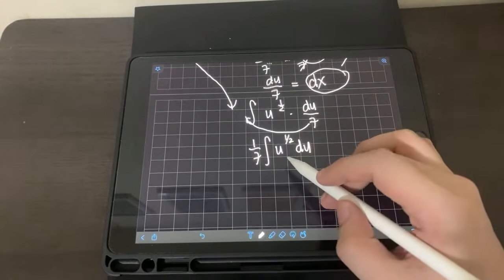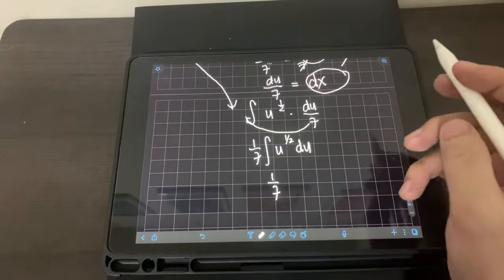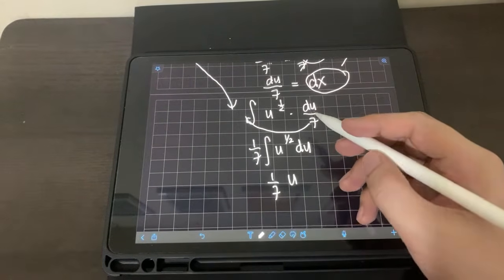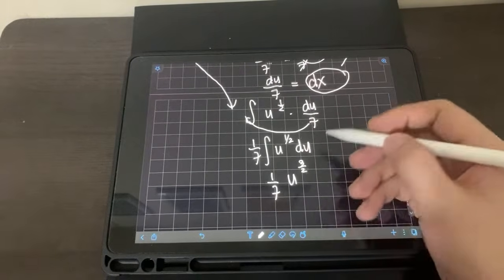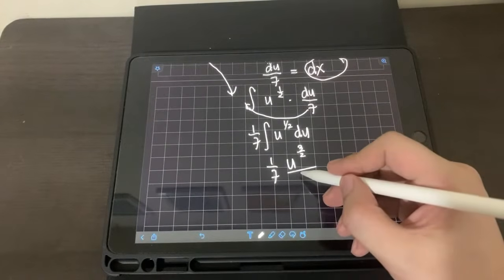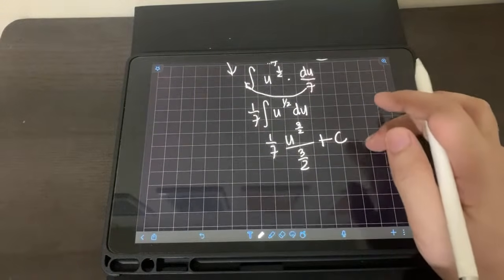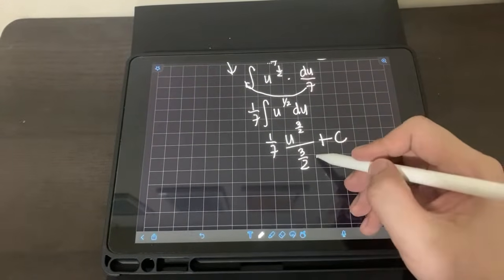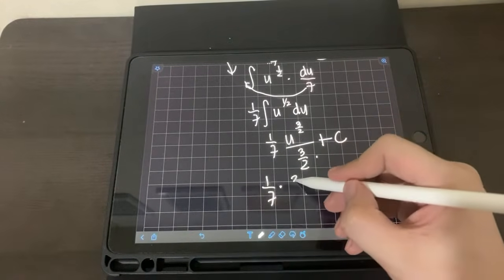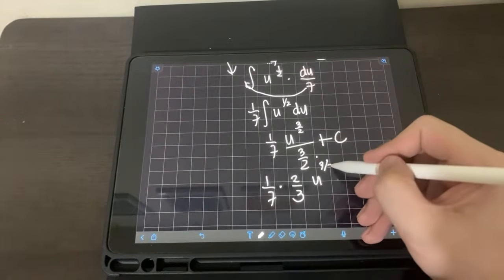Okay, and then, you can now apply power rule. So, 1/7, what's the integral of u raised to 1/2 du? u raised to, so add 1 to the exponent, 1 half plus 1, 1 and 1 half, or in improper, it's 3 halves. Divided by 1 half plus 1 also, 3 halves. Plus c. Okay, and then simplify. So, you will have 1/7 times the reciprocal of 3 halves, 2/3. Okay? Then, u raised to 3 halves.